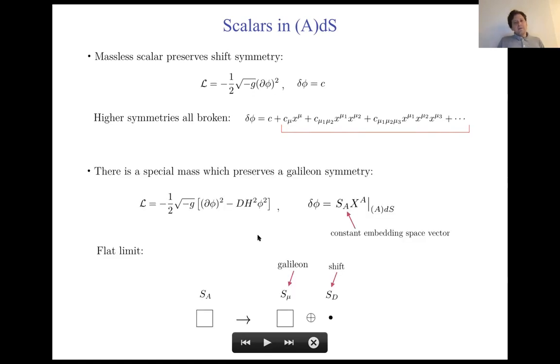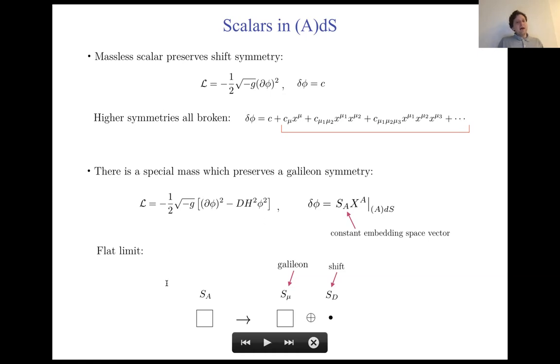It turns out that there's a special value of the mass, which is this value here. So h is the Hubble constant of the de Sitter, capital D is the space-time dimension of the de Sitter. If you put exactly this mass value in, then this will now preserve a Galilean symmetry where we have a shift of the field which in embedding space looks like this. So this S here is now some 5-dimensional constant tensor which multiplies the 5 embedding space coordinates. So there's 5 symmetries of this theory for this particular mass value.